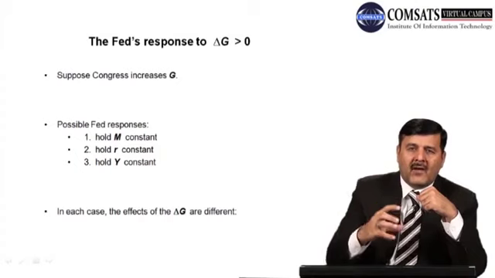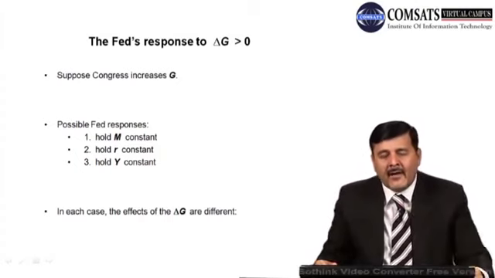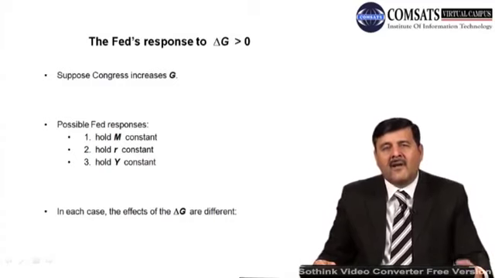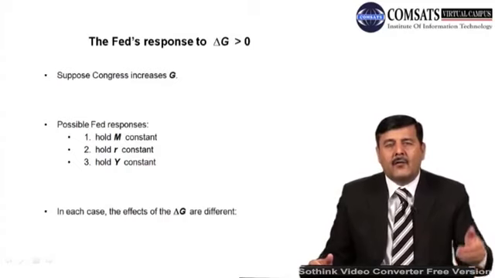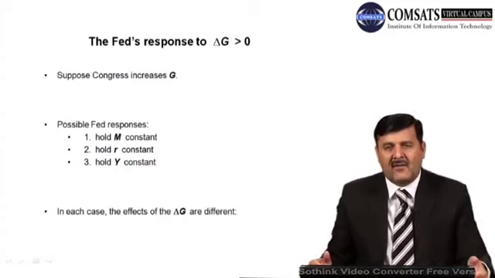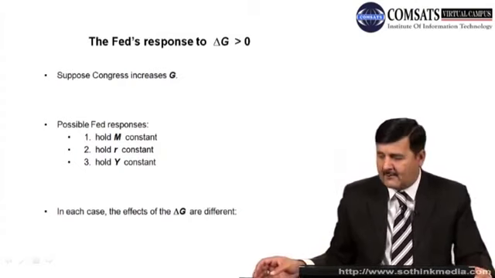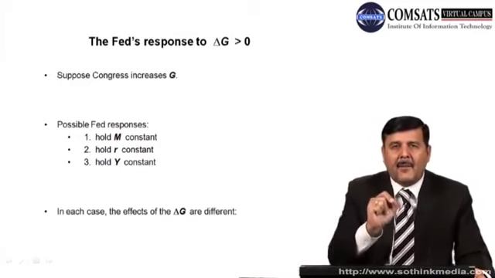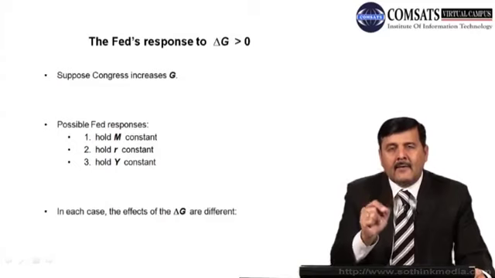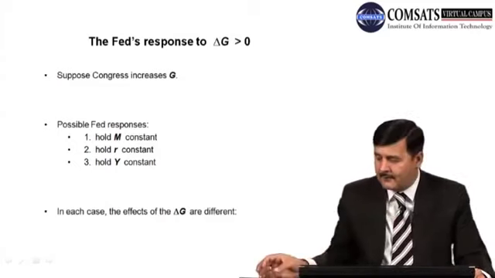अगर हम ये सपोज करें कि गवर्नमेंट ने अपने अखराजात बढ़ा दिए and Fed का रिस्पॉन्स क्या होगा, सेंट्रल बैंक का रिस्पॉन्स क्या हो सकता है? तीन पॉसिबिलिटीज हो सकती हैं. Either they hold M constant, which is money supply, or they hold r constant, or they hold Y constant. In each case तीनों केसेस को सेपरेटली हम देखेंगे और in each case the effect of change in government spending will be different.